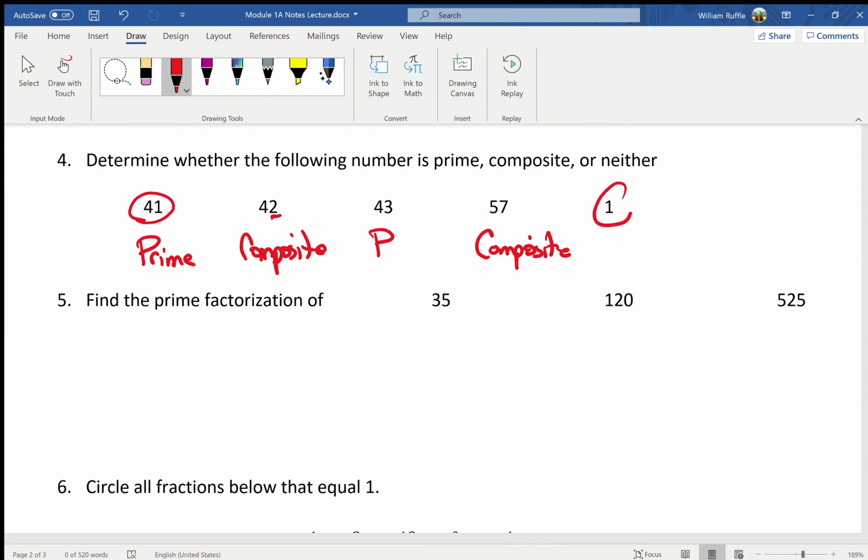1 is the only one that is considered neither. To be a prime number, 1 and itself have to be its factors. Now 1 is itself, so it can't be 1 and itself, and it's a technicality.